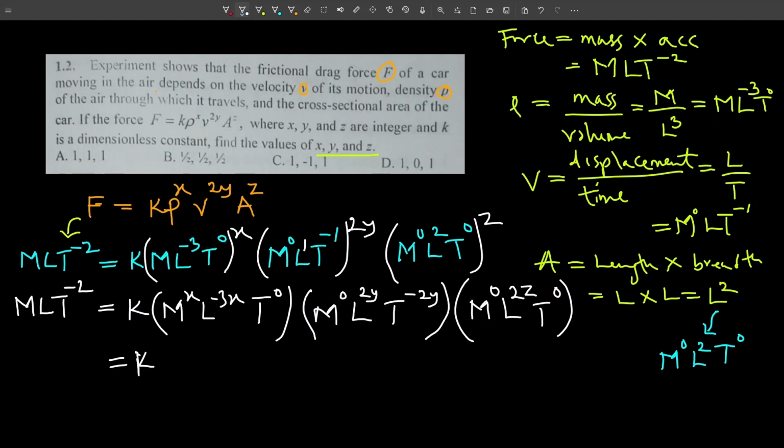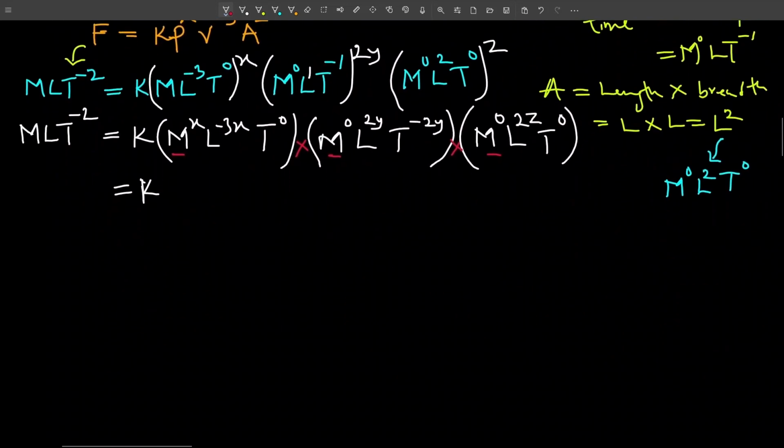Now, what we can do here is apply the principle of indices. We have times in between, we have times here, we have times here. So we can bring those that have the same base together. Let me create space. What are we going to have now? Let's bring all the m's together. We're going to have m raised to the power x times m raised to the power 0.